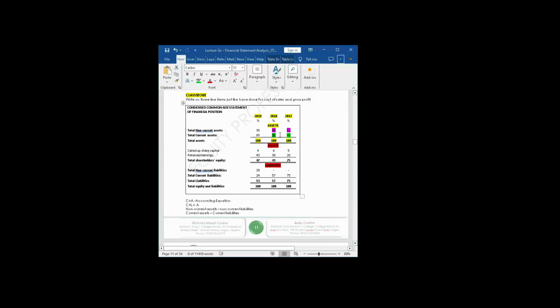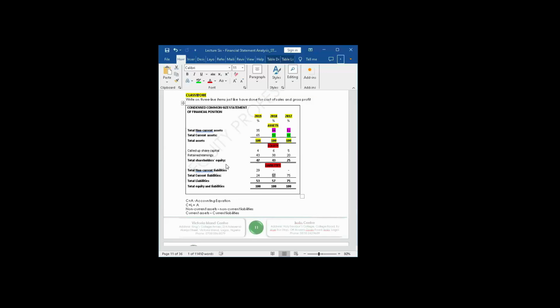So we can prove that. If you look at the liability section, you will see that the liability was high, 75% in 2017, and became 57% in 2018.